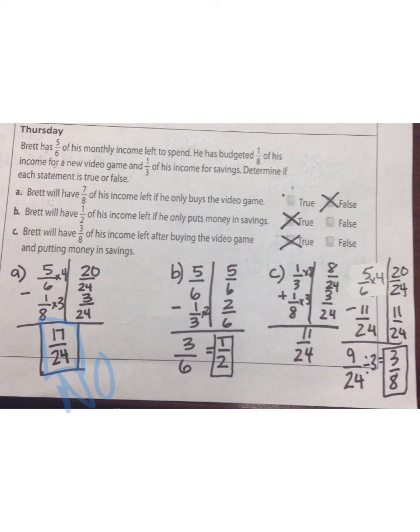I took for putting money in savings is 1/3. So 5/6 minus 1/3, common denominator, subtracted and got 1/2. So that's a true. And then C was 2 parts. Brett will have 3/8 of his income left after buying the video game and putting money in savings. So first I had to add 1/3 plus 1/8, common denominator, 11/24, and then subtract that from his 5/6 left, and I did end up with 3/8. So that is a true.